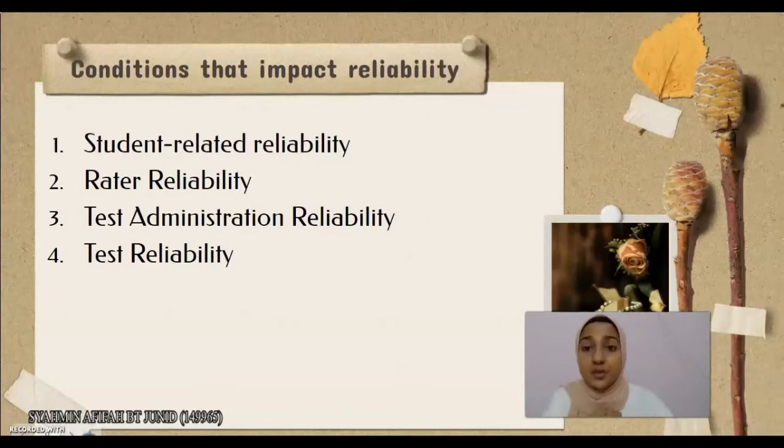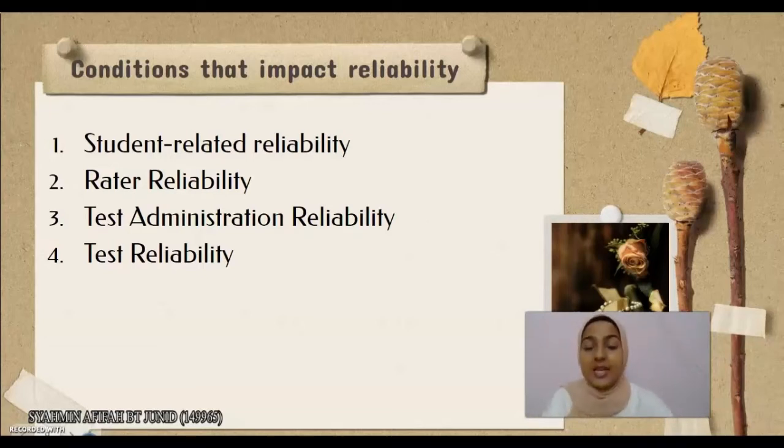Firstly, student-related reliability. Now, this is the most common learner-related issue in reliability that is caused by temporary illness, fatigue, a bad day, anxiety, and also other physical and psychological factors that may make an observed score deviate from one's true score. Next is rater reliability. So this is when human error, subjectivity, and bias may enter into the scoring process.